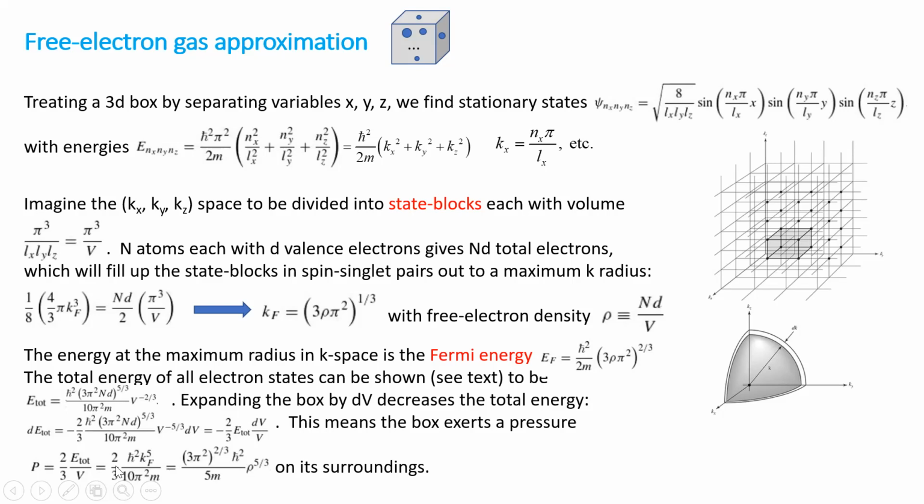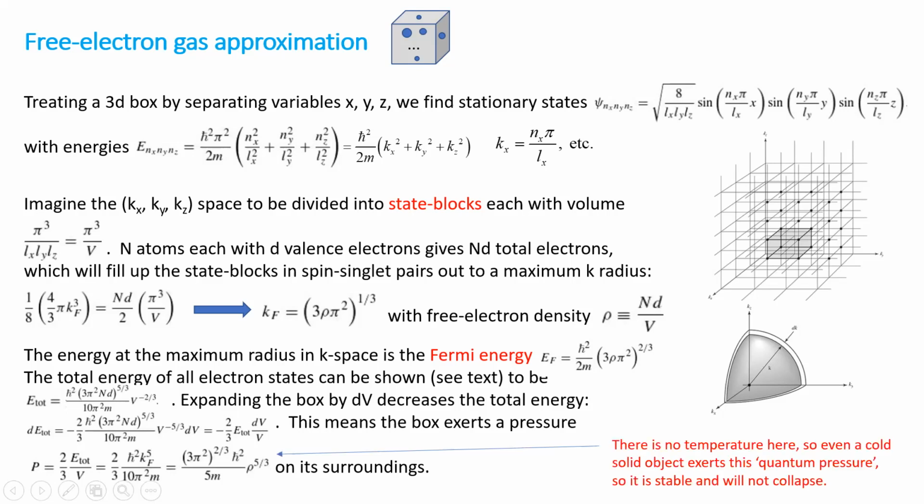But this second form says that the pressure is proportional to rho to the 5/3. So it increases as the electron density increases, which makes sense. The more electrons we try to pack in, the higher the energy, and therefore the higher the pressure on the surroundings. Notice though that there's no temperature here. There's no T here. So this only depends on the free electron density, N over V. It doesn't refer to whether the solid is hot or cold.